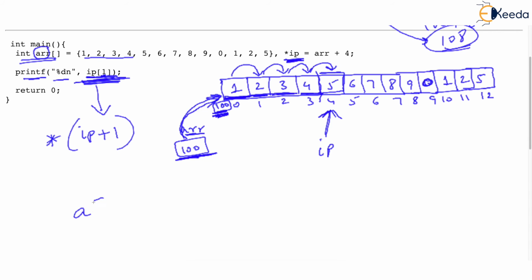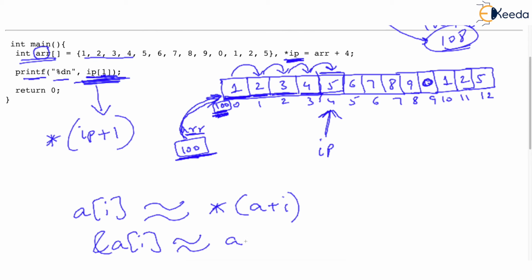I said A[i] is equivalent to *(A+i), and i[A] is equivalent to *(i+A). So this is like A[i], IP[1]. This is equivalent to *(IP+1). First of all, find out IP plus 1. This is an integer pointer added with 1. So an integer pointer added with 1 will give us the address of the next location, and the asterisk before that address will give you the value. So 6 will be the output of this.